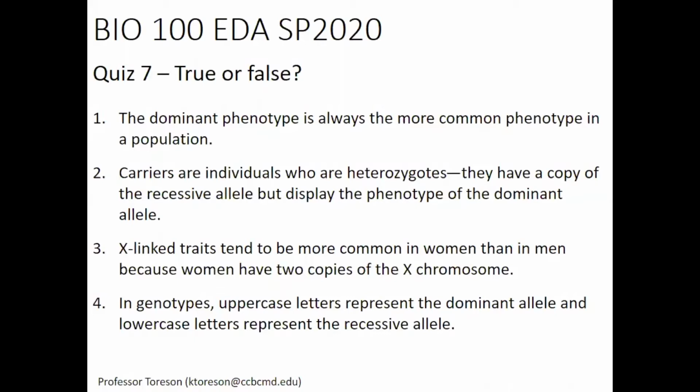Number 2, carriers are individuals who are heterozygotes. They have a copy of the recessive allele but display the phenotype of the dominant allele. This is true. Carriers have a copy of the recessive allele that they can pass on to their offspring, but they display the dominant phenotype because they have a copy of the dominant allele.